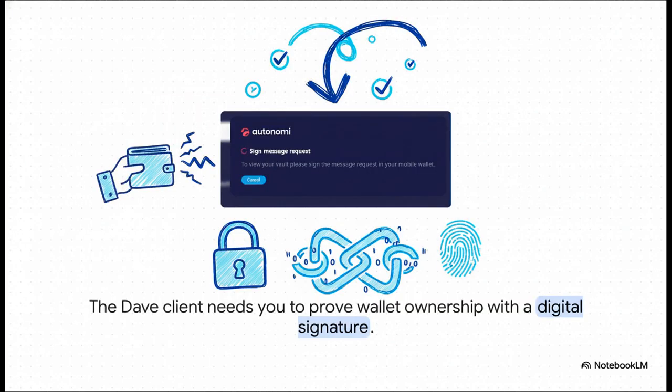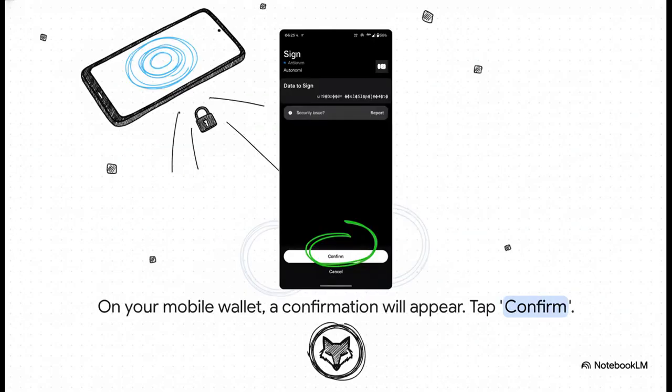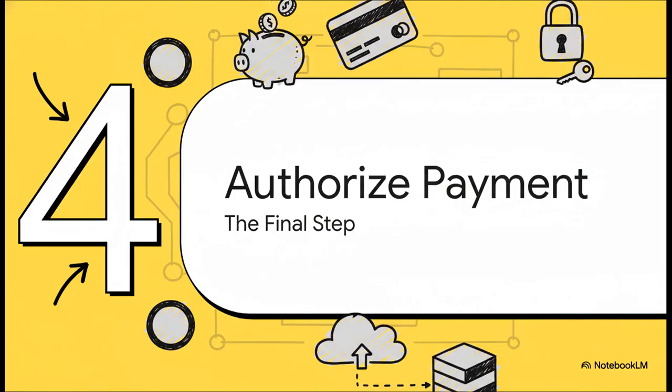Now, before anything goes further, the network needs to double-check that you're really you. So the Dave client is going to ask for a digital signature from your wallet. Don't worry, it sounds technical, but it's really just like a unique digital ID check to prove you're the one authorizing this. And where does that signature happen? Yep, right on your phone again. A request will pop up inside your MetaMask app. All you need to do is look it over and tap Confirm. The whole thing is done securely right there on your mobile device. Perfect. We've proven who we are.